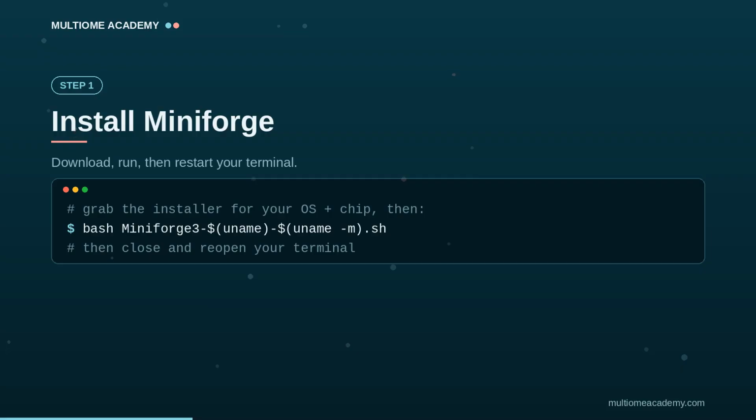Run it in your terminal and accept the defaults. Then close and reopen the terminal so the changes take effect. On Windows, you run the graphical installer, then use the Miniforge prompt it adds to your start menu.